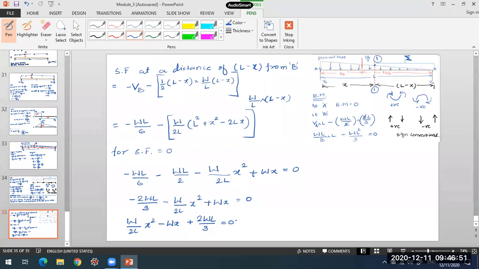So you need to find the solution for this equation. It will tell you the value of x. That will be the point where the shear force will be 0 or the bending moment will be maximum. We need to solve this quadratic equation, so you need to get the value of x. You can find that by getting the roots of this equation.